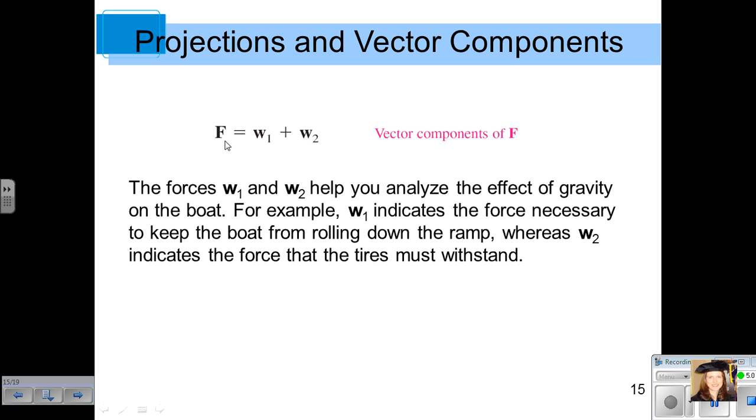Well, F can be written as the W1 plus the W2 vectors. The forces W1 and W2 help you analyze the effect of gravity on the boat. For example, W1 indicates the force necessary to keep the boat from rolling down the ramp, whereas W2 indicates the force that the tires must be able to withstand.